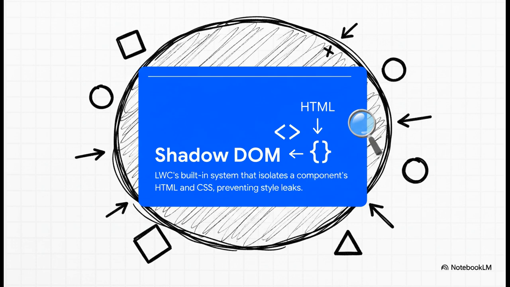And that reason has a name: the shadow DOM. Honestly, if you understand this one concept, you've understood 90% of LWC styling. Just think of it like a protective force field around every single one of your components. It keeps your styles locked inside, and it stops outside styles from breaking your stuff. It's super powerful, but you gotta know the rules of the game.